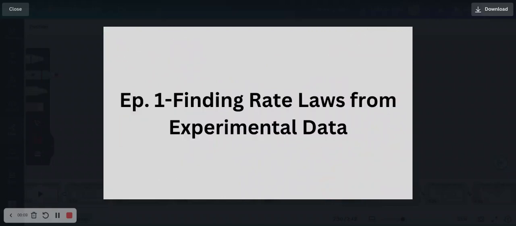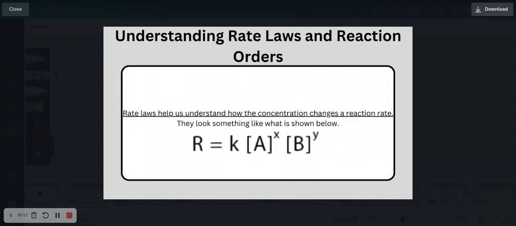This is episode 1, Finding Rate Laws from Experimental Data. Rate laws help us understand how the concentration changes a reaction rate. They look something like what is shown below.